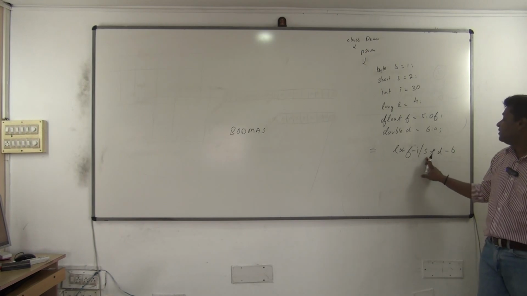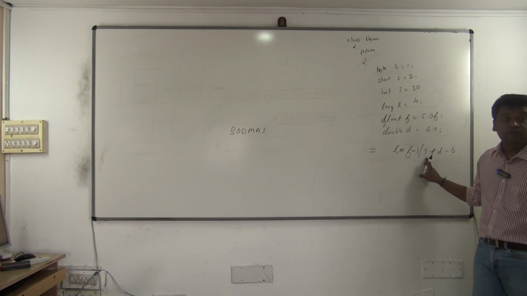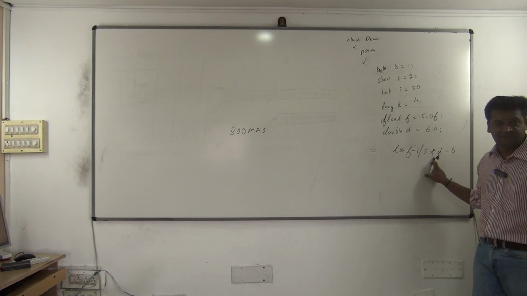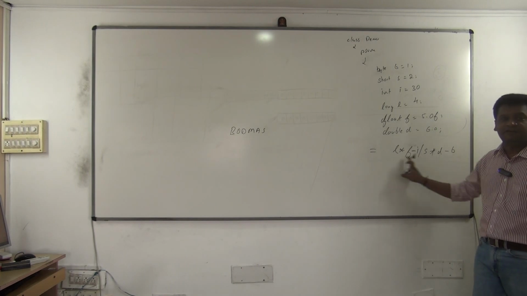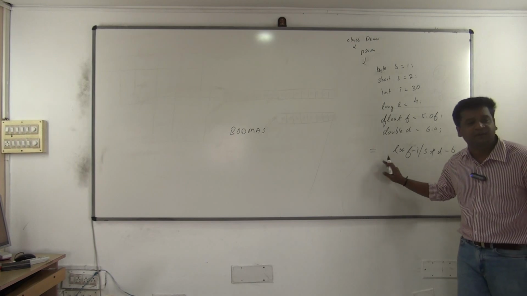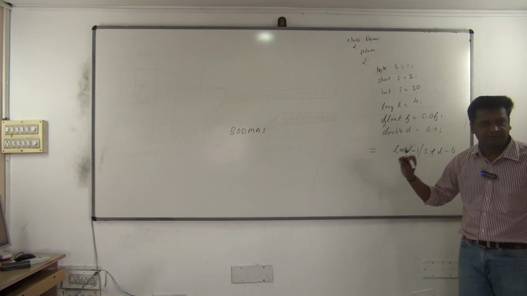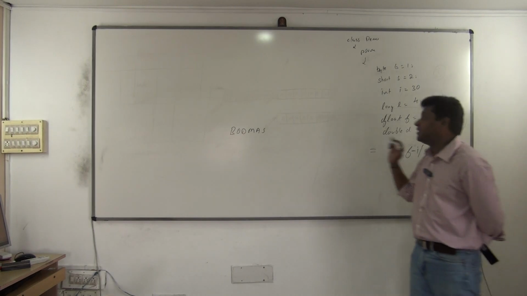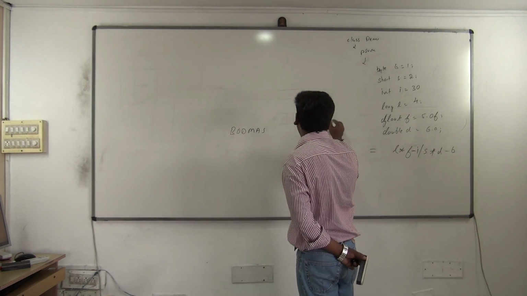So after division, next is multiplication. There are 2 multiplications, one on this side and one on this side. Which one will happen first? Left side to right side or right side to left side? Left to right. Evaluation of an expression always happens from left to right. Assignment happens from right to left.